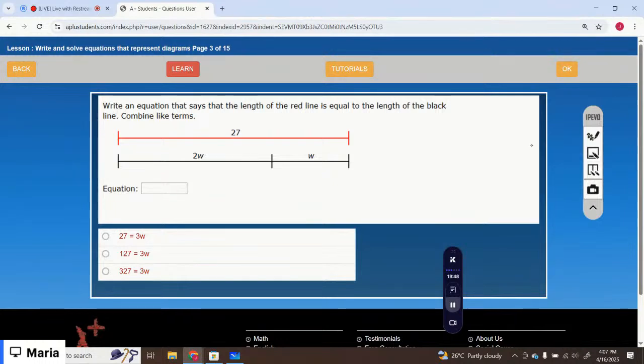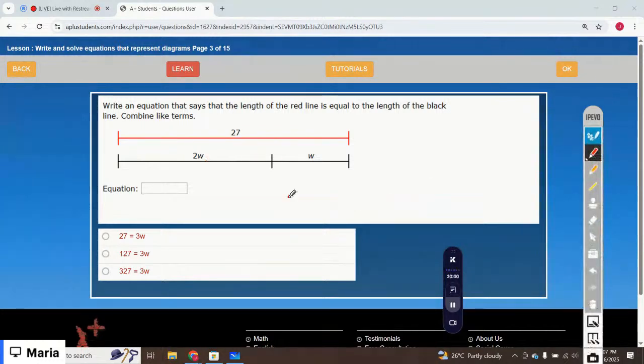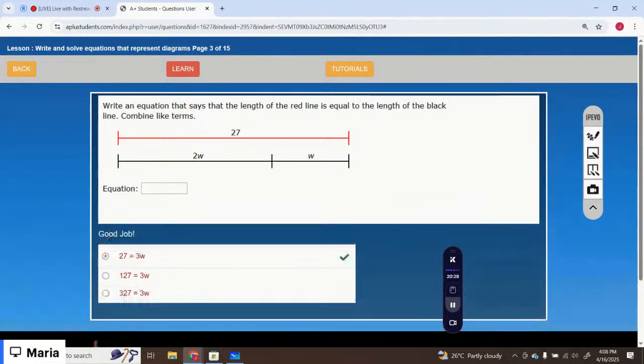Write an equation that says that the length of the red line is equal to the length of the black line. The red line is 27 and the black line is 2w plus w. So 27 is equal to 3w. The correct option is option number 1, that is 27 equals 3w.